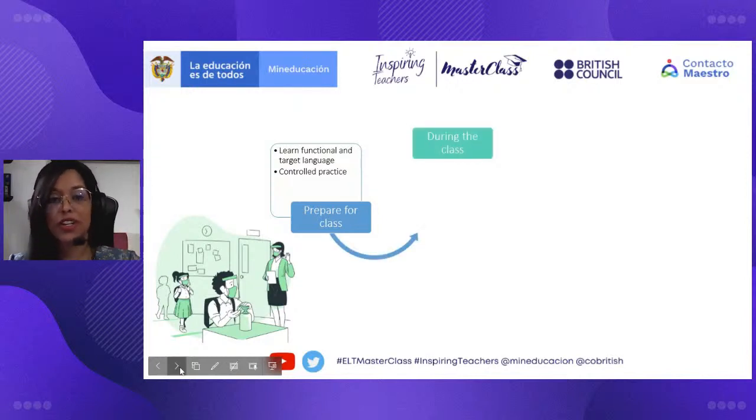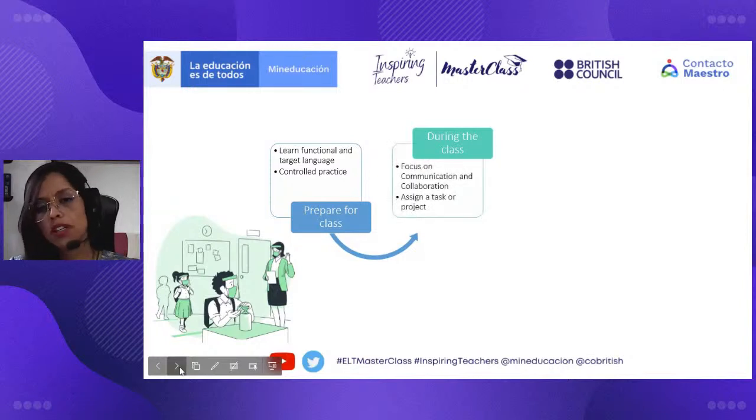In the next stage, we're in class. It's during the actual lesson. And what we want to focus on here, like we said in our 2nd technique, is focusing on communication and collaboration.